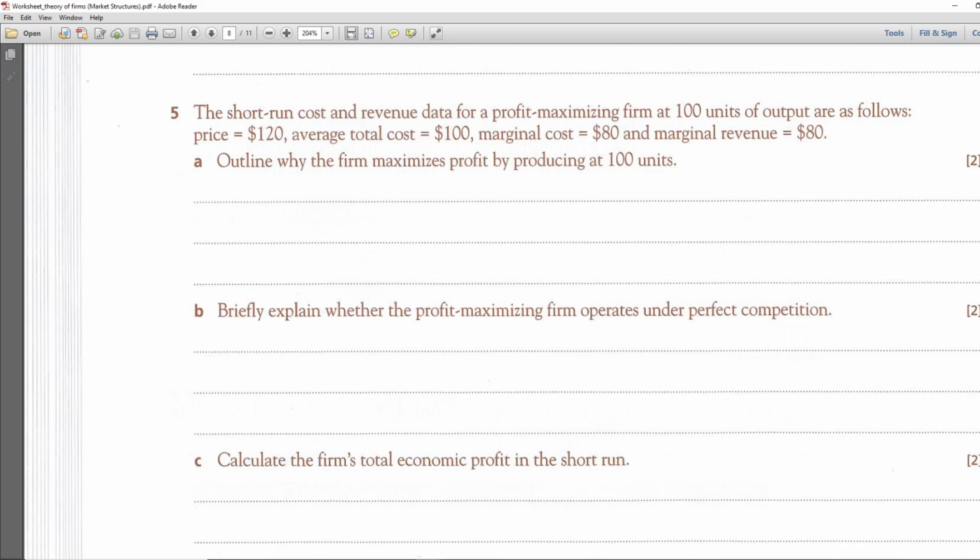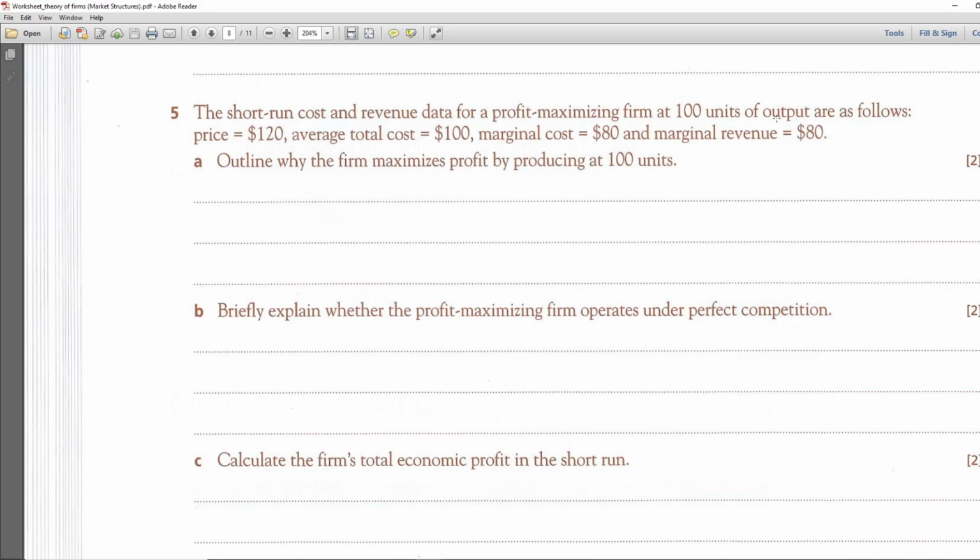No, because in perfect competition, MR is equal to P, or equal to AR, or equal to demand. And in this case, look at this. The marginal revenue is $80, but the price or the AR is $120. So we are going to expect that the marginal revenue and the price curves are not going to be the same curve. We are going to expect a downward sloping curve, because P is more than MR at the same output.